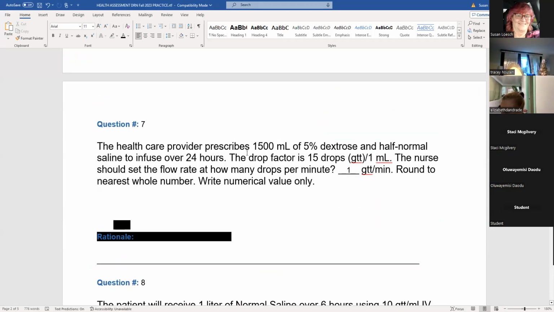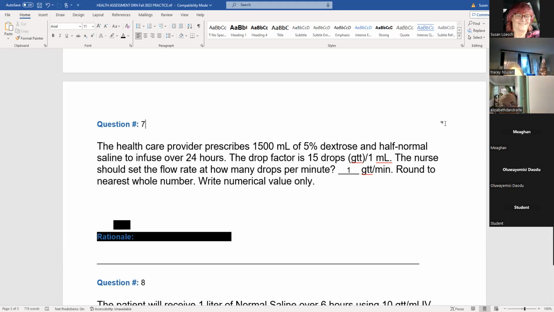Okay, what's your formula for this? What is this? Drop factor. So what's your formula? It is volume over time. Total volume over total time in minutes, times the drop factor. Well, times the 15. Drop factor, always a whole number. That should be your formula right there, that whole thing I just said.